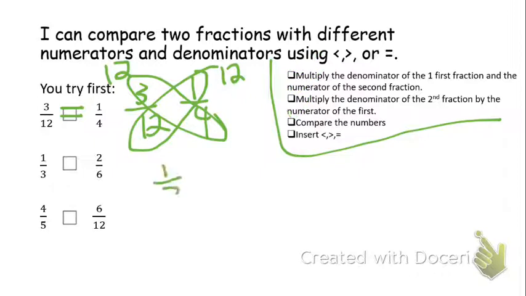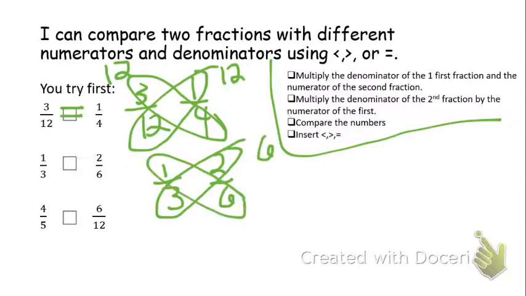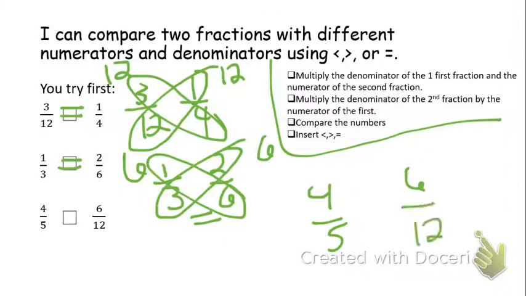Okay, so 1/3 and 2/6, I'm going to multiply across. 3 times 2 is 6, oops. And 1 times 6 is also 6, multiplied. Now I'm comparing, 6 and 6 are the same, so I need to insert my symbol. And go ahead and try the last one. Okay, so you should have done 4/5 and 6/12, and you're gonna multiply across.